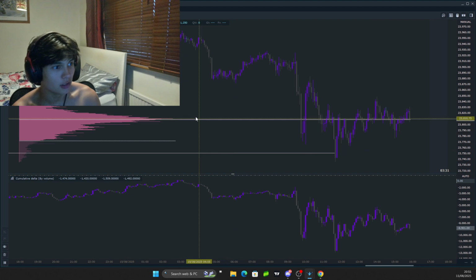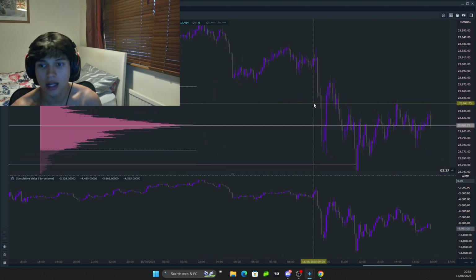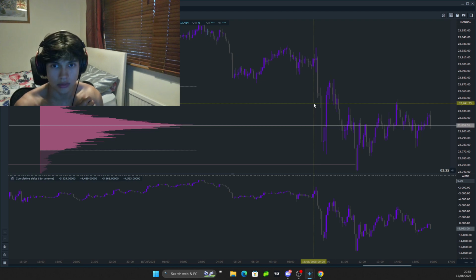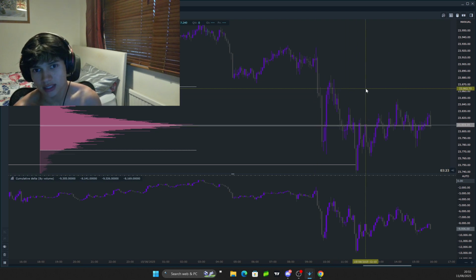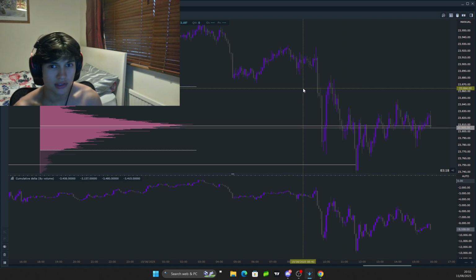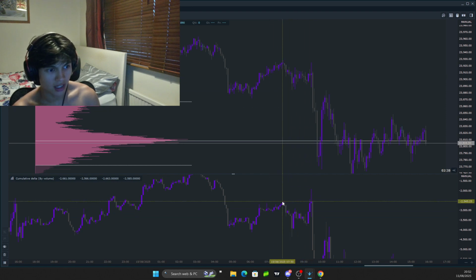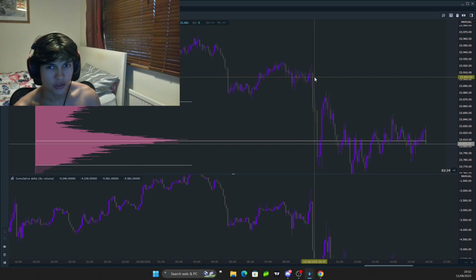Now, how did I confirm this? Simply, I look for delta. So what is delta? Delta is aggressive buyers in and out of the market, and I look at that in correlation to price, and then you can work out where the passive sellers and passive buyers are. Considering this last move took these highs by quite a lot, and we didn't take the highs here, just by looking at that, you can tell that a passive seller is setting up.